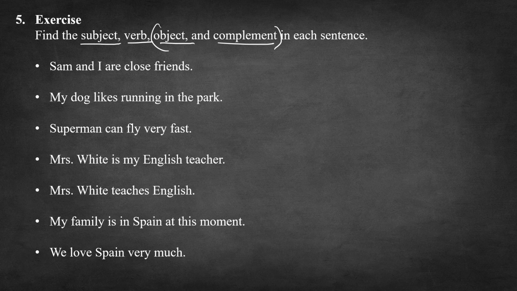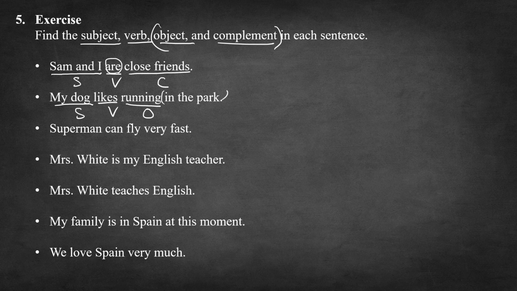Sam and I are close friends. The subject is Sam and I. Are is the verb, so this is a state verb. So close friends will be a complement. My dog is the subject. Likes is the verb. So likes what? Running in the park. So this will be the object.